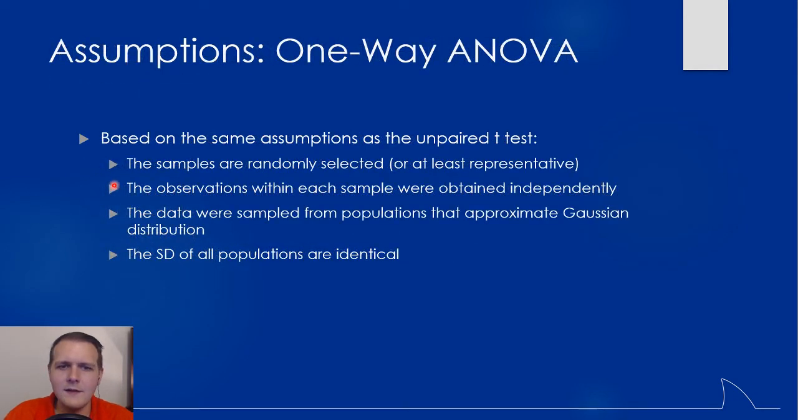So again, this is based on the same assumptions as an unpaired t-test. So the sample should be randomly selected. The observations within each one are obtained independently, so you don't have the same person being measured twice or twins or anything like that. And it should be coming from a Gaussian distribution. Hopefully the standard deviations of the populations are identical, but they should be fairly close.